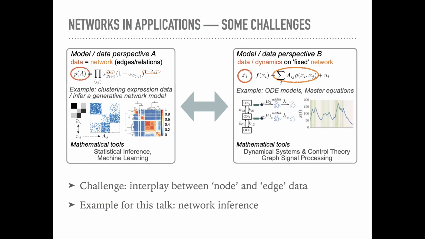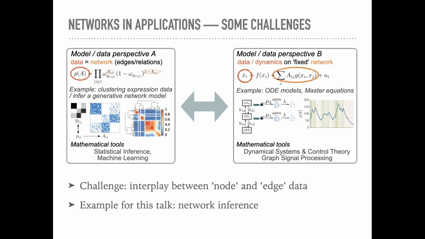And the interesting thing here is, of course, that these things are not unrelated. We have dynamical systems that sit on top of networks, which are themselves uncertain, and potentially dynamics happening on the edges as well.